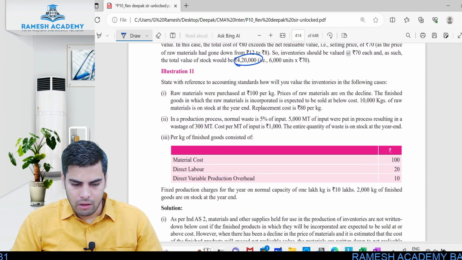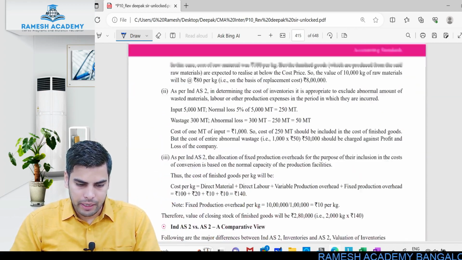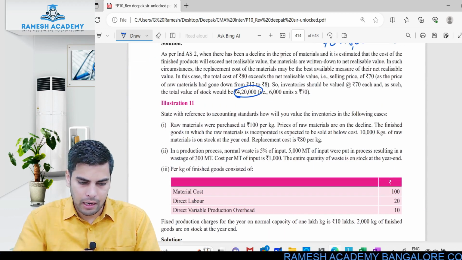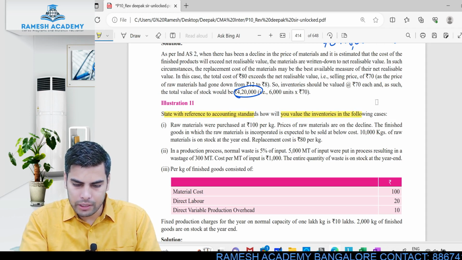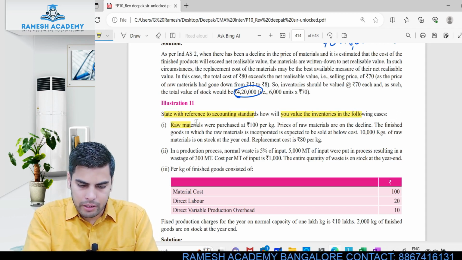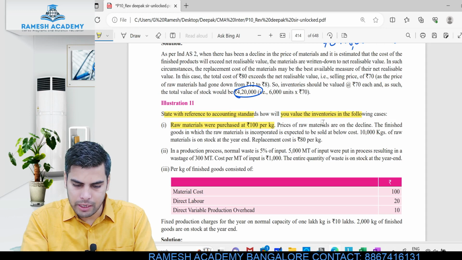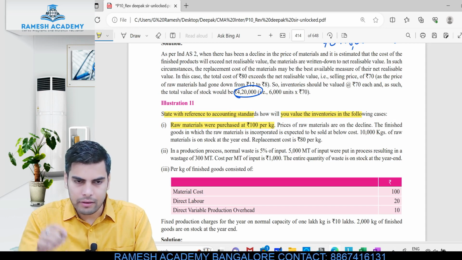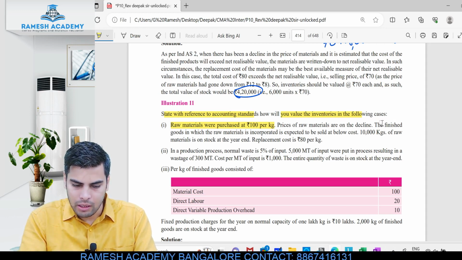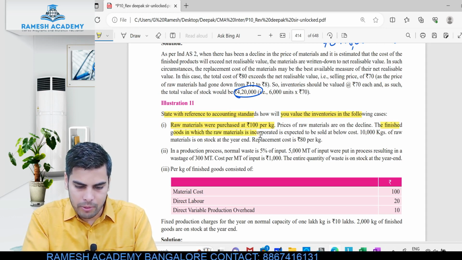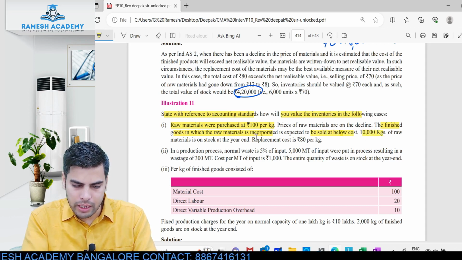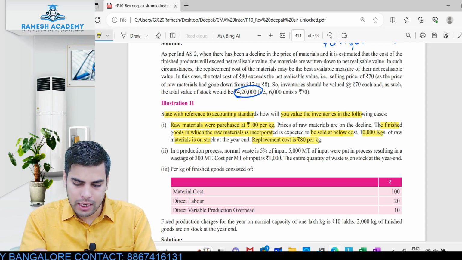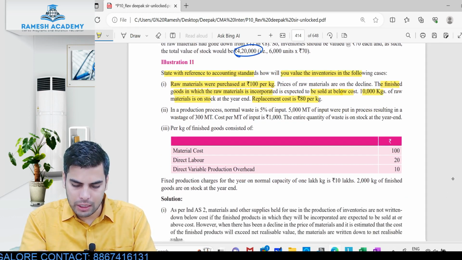Yes? Alright, so let's look into the next illustration, illustration number 11. State with reference to the accounting standard how you will be valuing the inventory in the following cases. Raw material was purchased at 100 rupees per kg. Prices of raw materials are on decline, so there is reduction in the value of the raw material. The finished goods in which the raw material is incorporated are expected to be sold below the cost. 10,000 kg of raw material is in stock at the end of the year. Replacement cost is 80 rupees. At what price will you be valuing the inventory? Look at this.